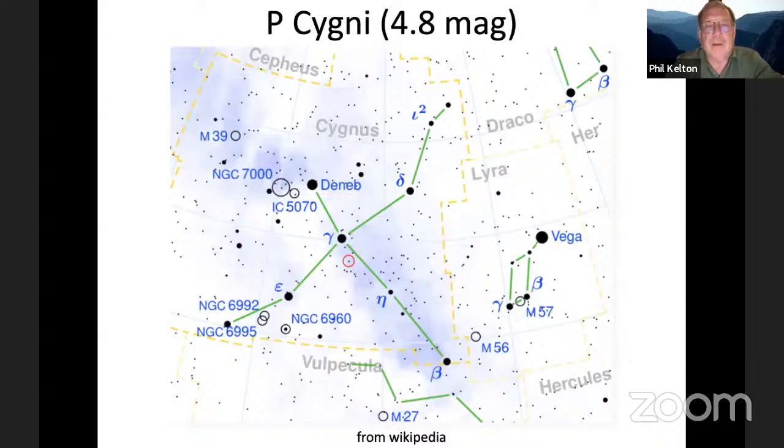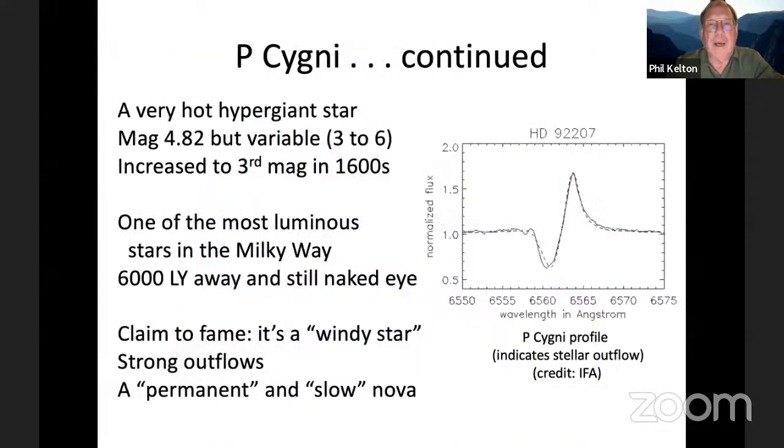Okay, the last one's P Cygni. In this diagram of Cygnus, it's shown just below Gamma Cygni, where the little red circle is located. P Cygni's claim to fame is it's one of the stars with the strongest stellar winds. We're getting into the fainter stars now. It's almost magnitude 5, although it is variable. And it's actually quite far away, and just like Deneb, it's one of the most luminous stars in the Milky Way, roughly 6,000 light years away.